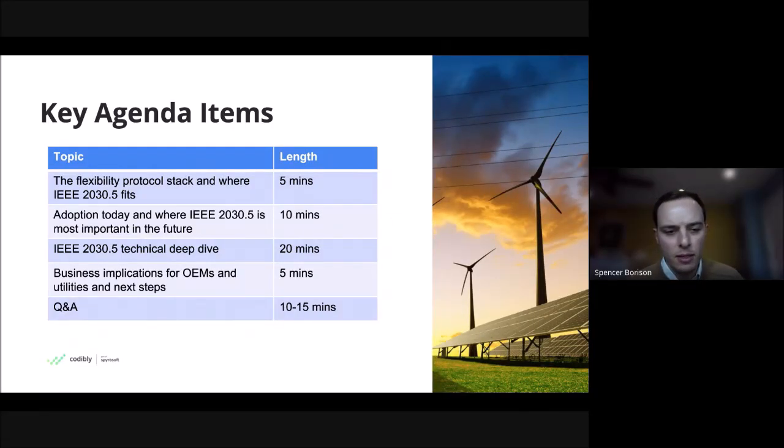And then I'll end with just a brief takeaway, some of the business implications for manufacturers, OEMs, as well as utilities and other players within this general industry. And then, as I mentioned, we'll open up to Q&A. So that's the general agenda.